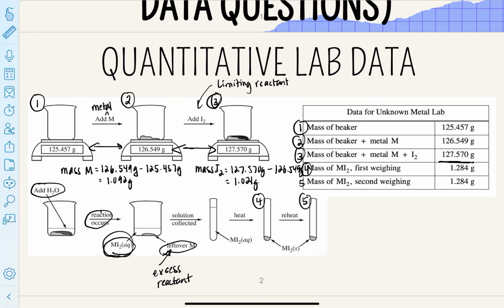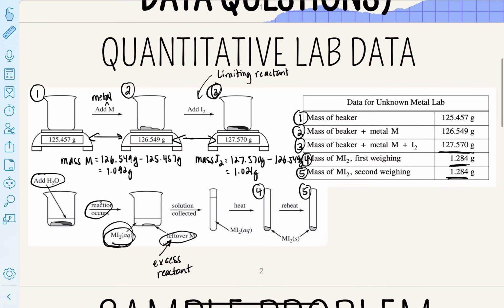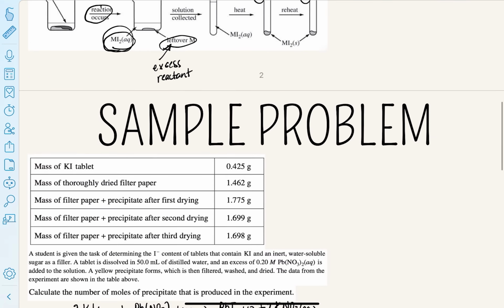So I'll call this step 5, and also in my data table, the mass of this ionic compound after the second weighing, and we see that it's actually the same thing, which is good. But you try to evaporate it really well to prevent any sources of error and to really try to purify that compound. Okay, so that is kind of my thought process of how I interpret data like this. So let's move on now and try to solve the question together.